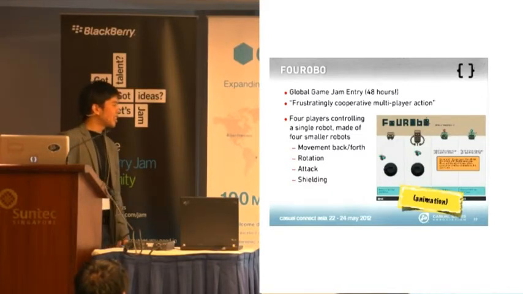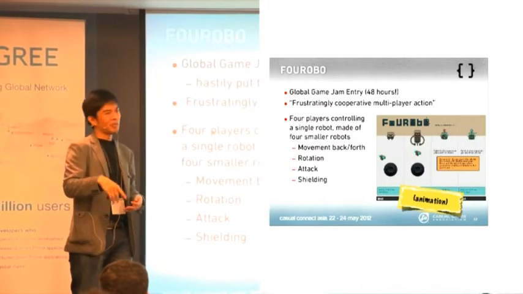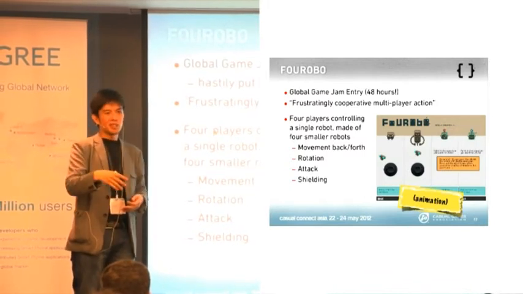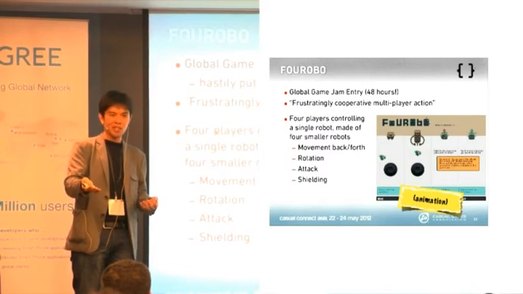And the idea that we have is that it would be a frustratingly cooperative multiplayer action game. What does that mean? There's a single robot that's made up of 4 individual robots, but each of them does one single thing. One of them can only go forward and backward. One of them can only turn the robot around, and one shoots and one shields. So to go around the level you have to coordinate: turn a little bit to the left, go straight, shoot that thing, no, that other thing.